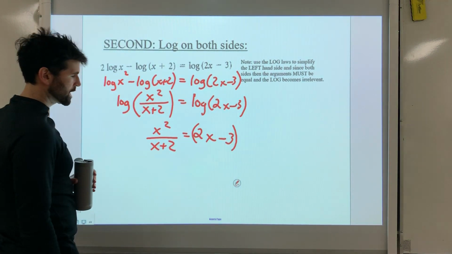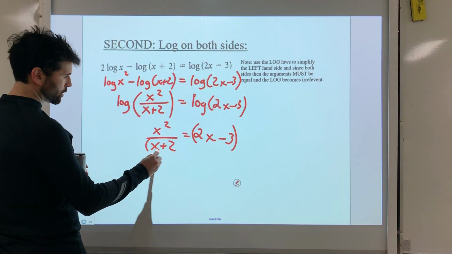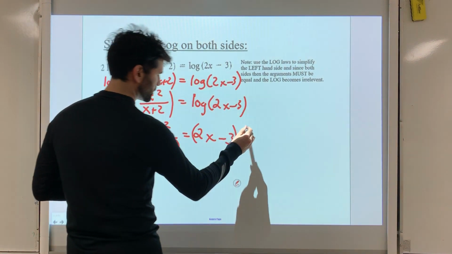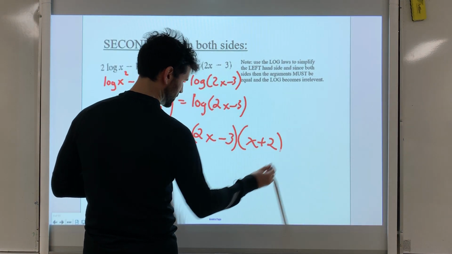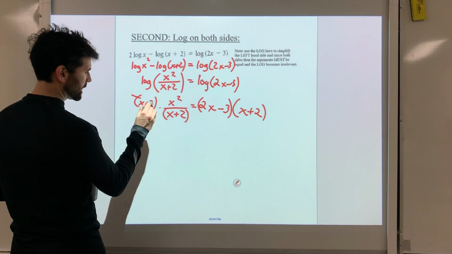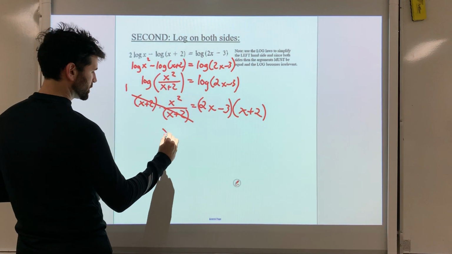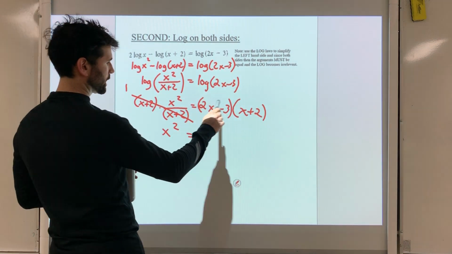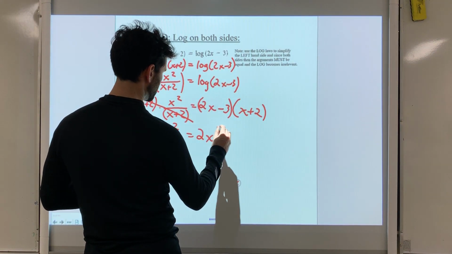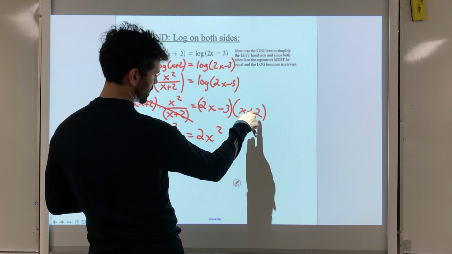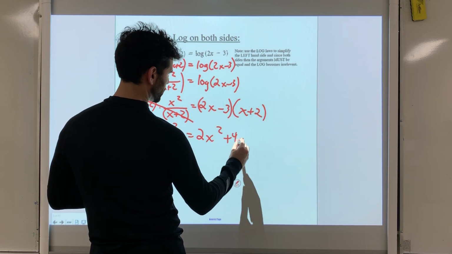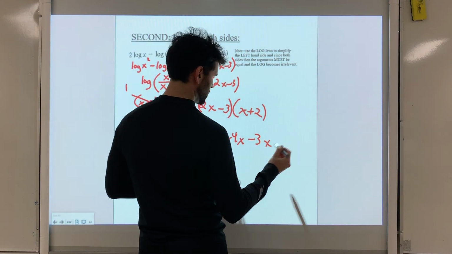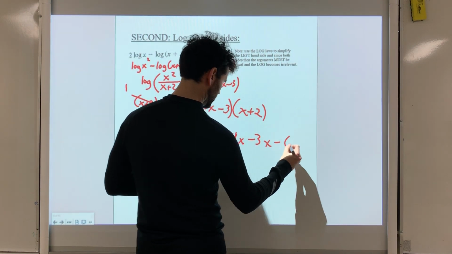Now we can solve this for x, yeah. So we have an x plus 2 down here, so we're going to have to multiply both sides by x plus 2 to get that out of the denominator. So on this side, that's going to cancel out to 1, so you just have x squared. Over here, you're going to have to FOIL this out, so we're going to get 2x squared, and then you're going to get 2x times positive 2, which gives me positive 4x. This one times that one gives me negative 3x. Negative 3 times plus 2 gives me negative 6.